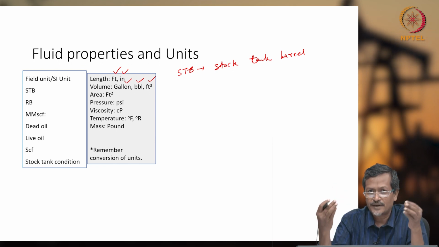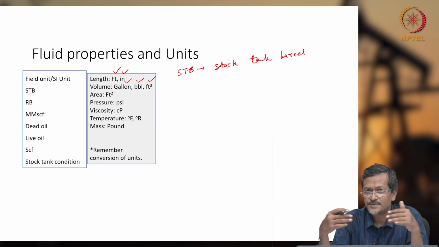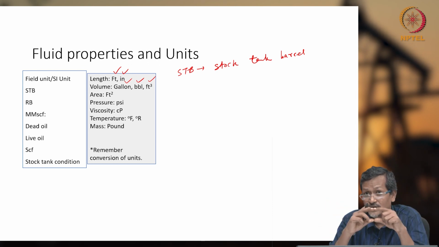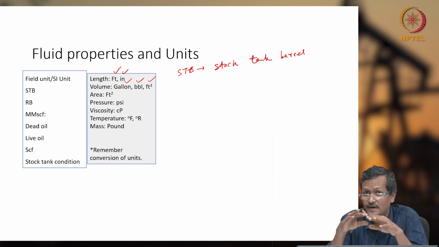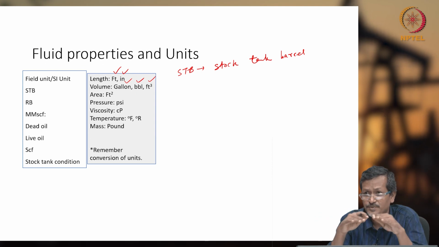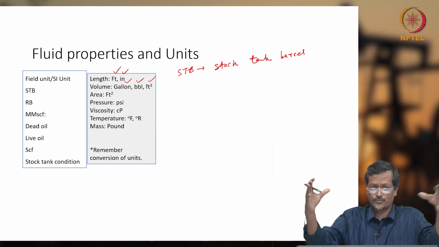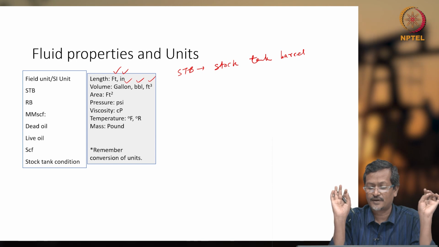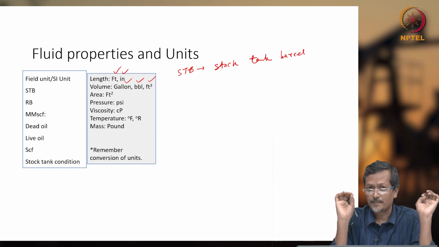So many times when we specify stock tank barrel, that means dead oil. Dead oil means the oil is not having any volatile component and it is under stock tank condition. Stock tank condition means normal temperature and pressure, you just open a vessel, you put it, and there will be no volatile component all around. So that is called stock tank barrel.